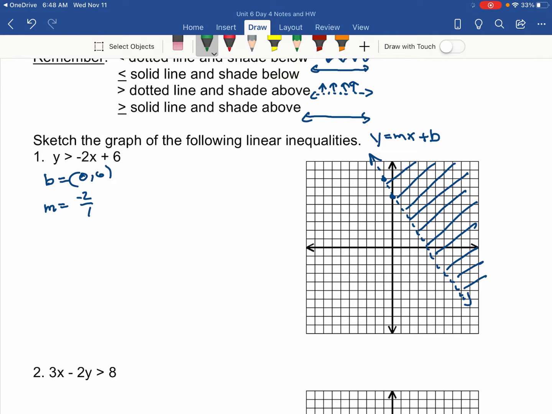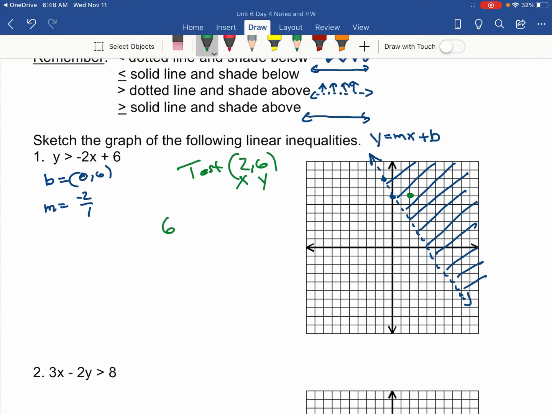We want to pick a point that is in the shaded part, any point you want. I'm going to pick this point right here. It's in the shaded part. That is 1, 2, 1, 2, 3, 4, 5, 6. So I'm going to test the point (2, 6). How we test this point is we plug it into our equation. x is 2, y is 6, and see if we get a true statement.